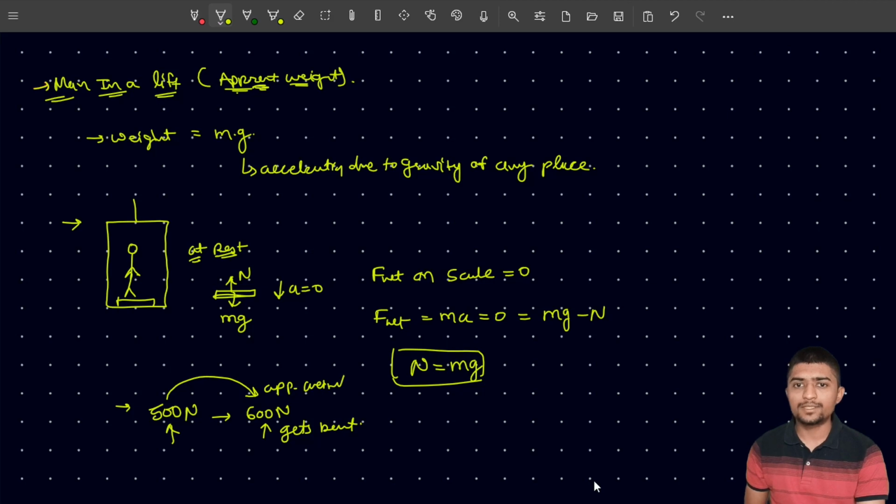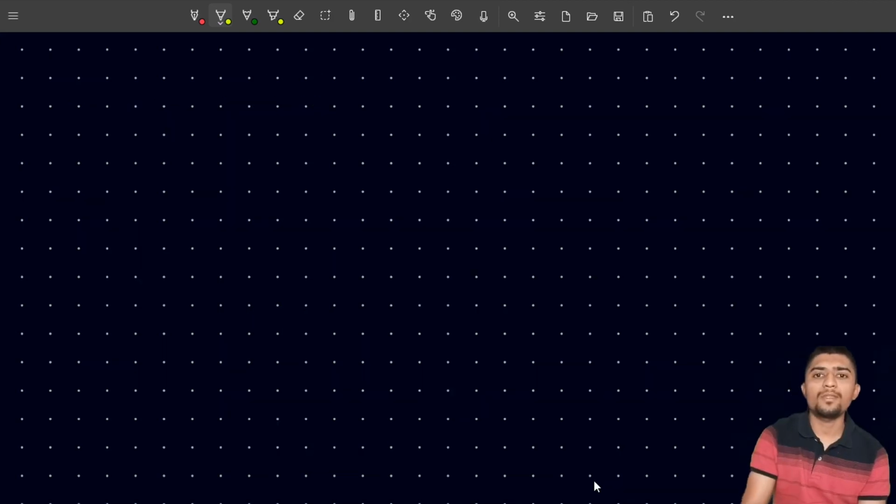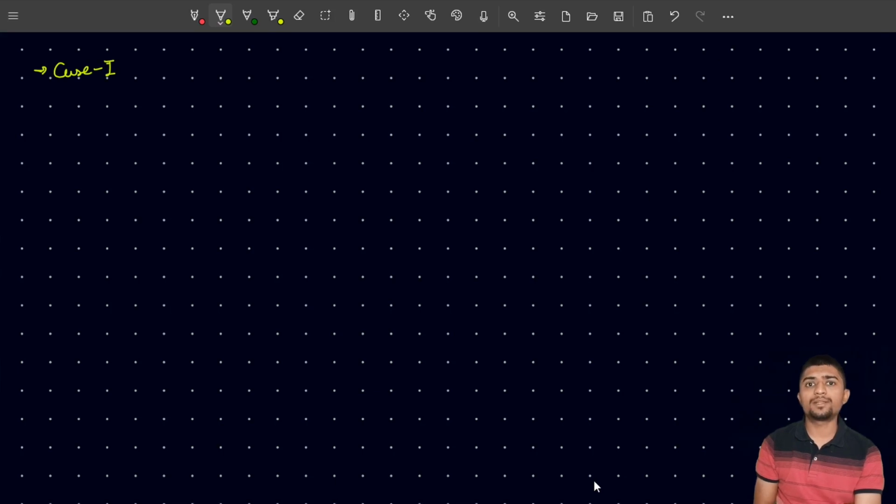And how it is getting changed, we will discuss. And this is the actual weight. So actual weight gets converted into apparent weight, and because of this we feel an abnormal weight of our body. Let's say our legs get bent, or when it goes downward we feel something light. So in case 1, here we will learn about some cases of the motion of lift.